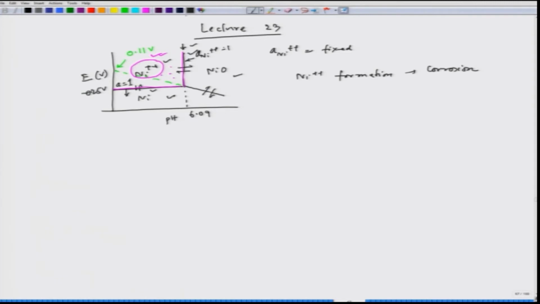Now, if we consider a boundary, let us say this boundary, there we get nickel, and as per our convention in this region we have the least presence of Ni plus plus. That means nickel remains as nickel. So, we call this particular zone the immune zone. And the earlier zone we used to call the corrosion zone.